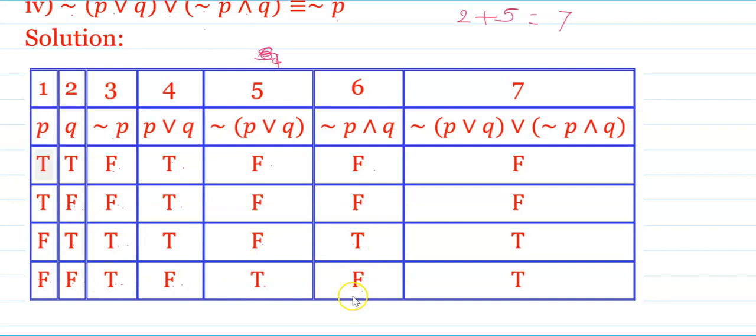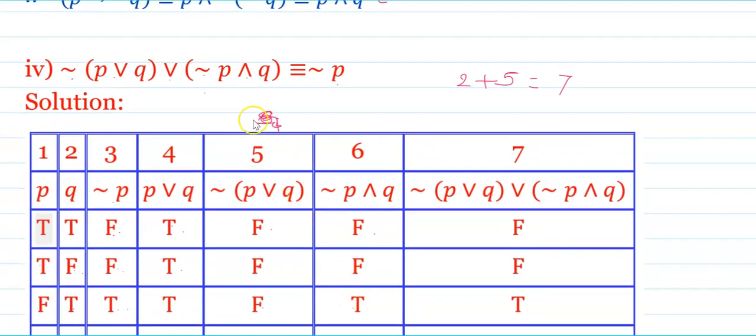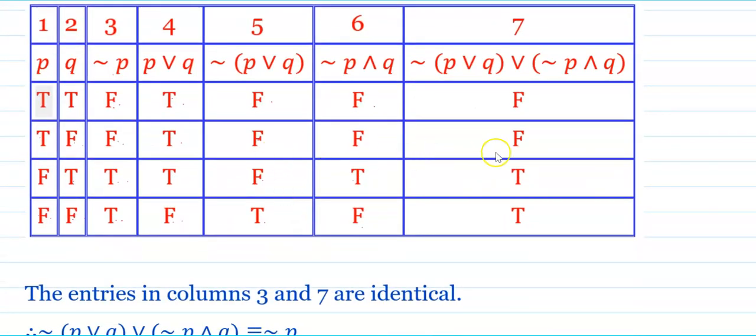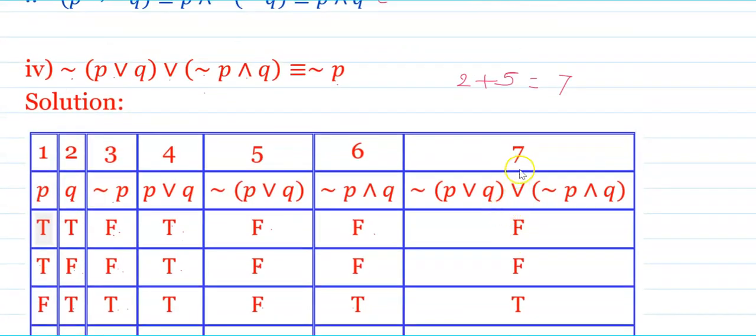Okay. Now the next one. We'll find out the OR between the fifth and sixth columns. F or F is F. F or F is F. F or T is T. T or F is T. Now this is the first statement pattern. And what about the second? Second is negation Q. It is S2.